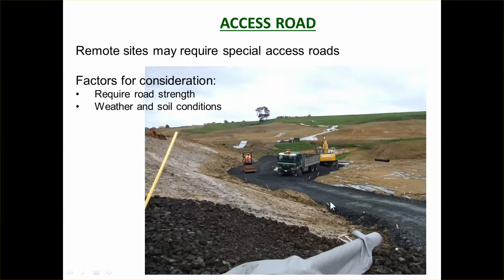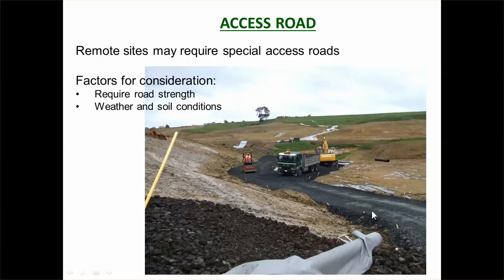You may sometimes have your site some distance away from the nearest public road, in which case you'll probably need to build an access road. And there are different options. You can have just a dirt road, or you could have a gravel road, like this one here, or you could have a sealed road, build a full road just to get to your site. Now which one of those you use depends on the project.